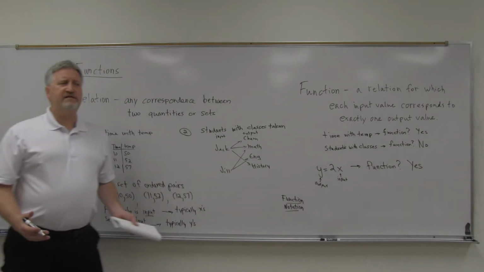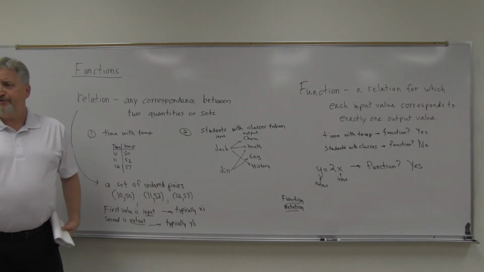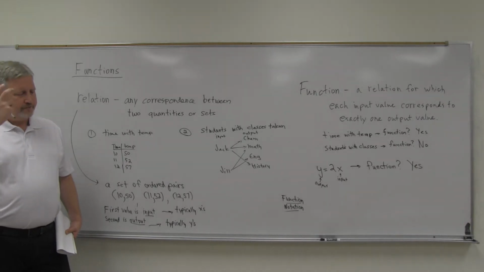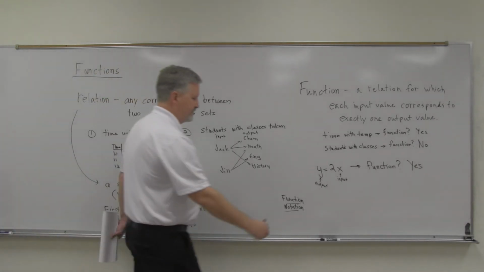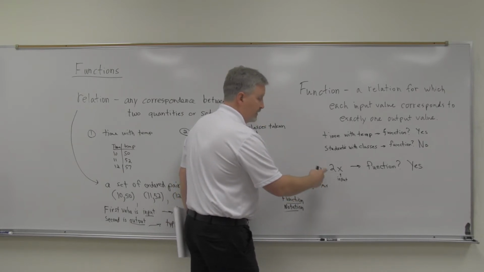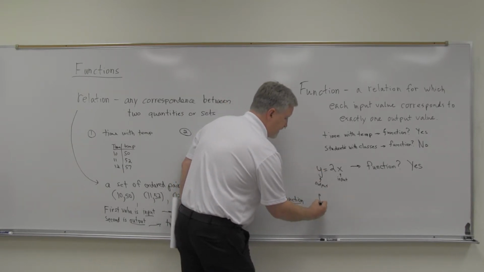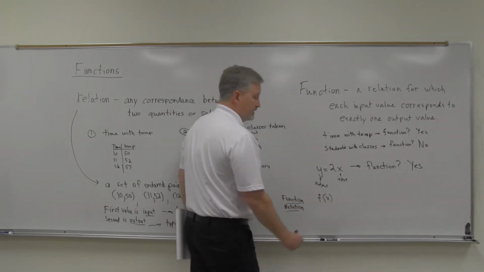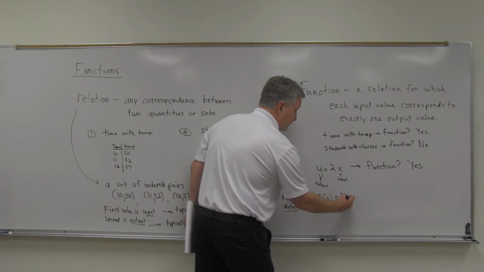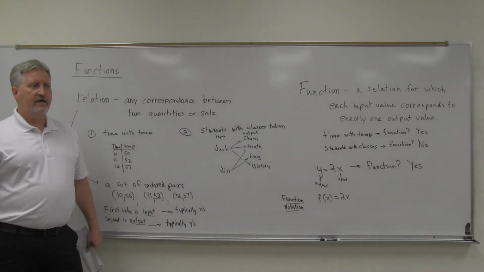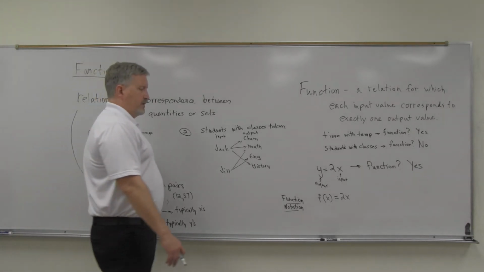And all that basically does is it takes your output value and gives it a name. If you're not familiar here, here's what it is. I take my output, which is my y, and I'm going to replace it by f parentheses x equals 2x. That's called function notation. And here's what it means.